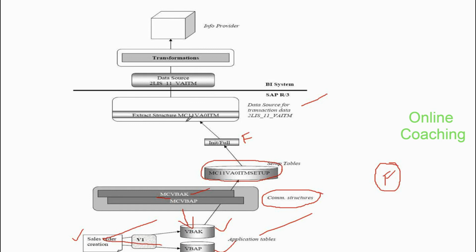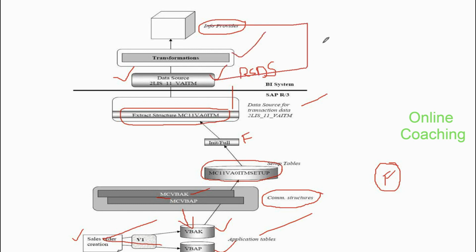Once you create a full and load the full data, it will create the extract structure at your data source level. Then this will be sent to the BW by using RSDS. RSDS is replicating the data source. When a data source is available in BW, I will double click on this data source, change and activate. Then I will look for a suitable info provider for this data source. Then I will create the transformation, then I will create the DTP. So this is what we do.